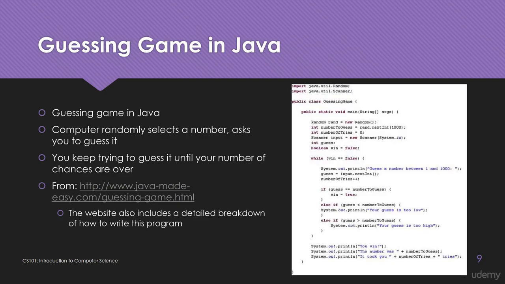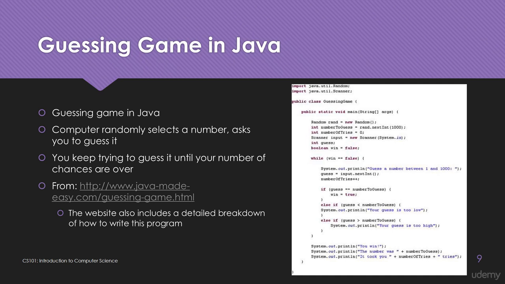Here's a slightly more complicated program in Java. It's a guessing game, and it's from this website that is listed below. The idea is the computer randomly selects a number and asks you to guess it. In fact, we'll see this guessing game again in the next class in Python. But it's actually a fairly simple piece of code.